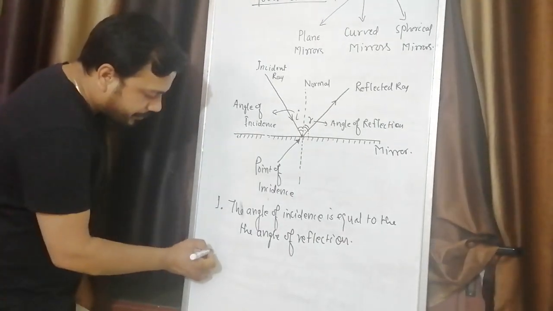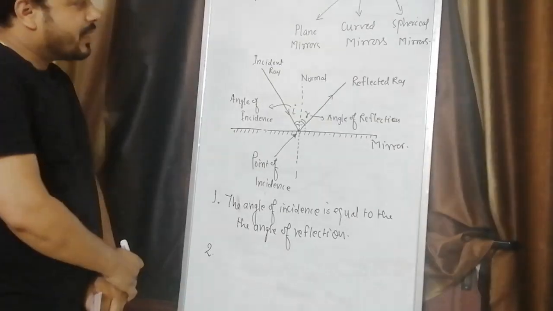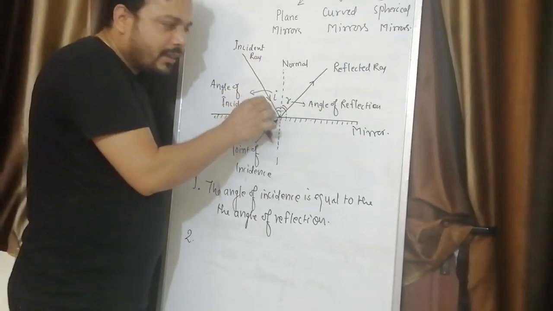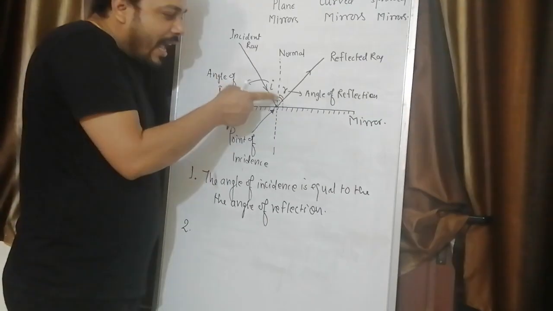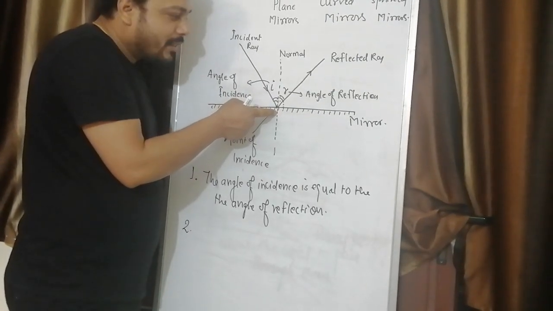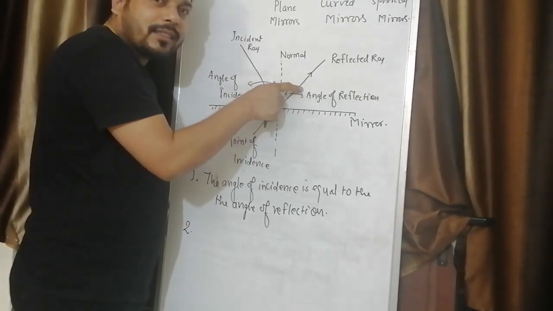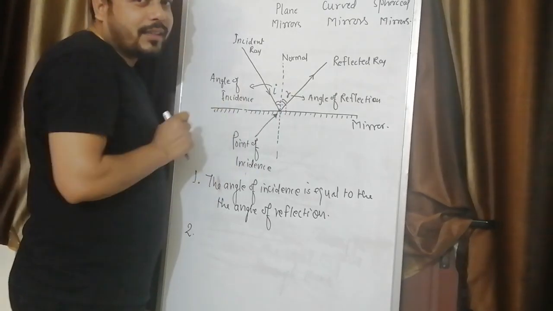Now the second law says that the incident ray, the normal at the point of incidence and the reflected ray, they all lie in the same plane.